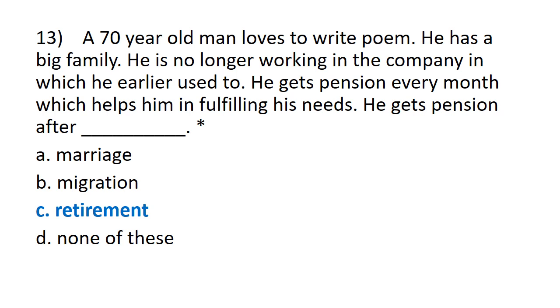And the third option is retirement. So children, retirement is the act of stopping working permanently. And when you stop working permanently, how do you fulfill your needs? How do you fulfill your requirements? You fulfill all your needs because you get pension, right? So this pension you are getting only after retirement. So retirement is the right answer to this question, and the last option is none of these.